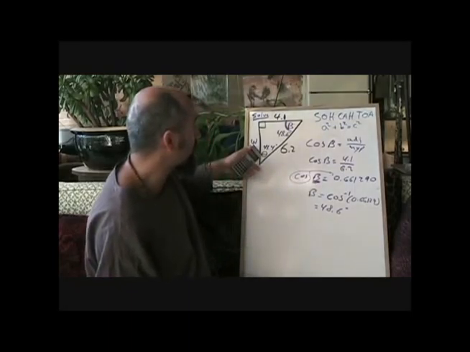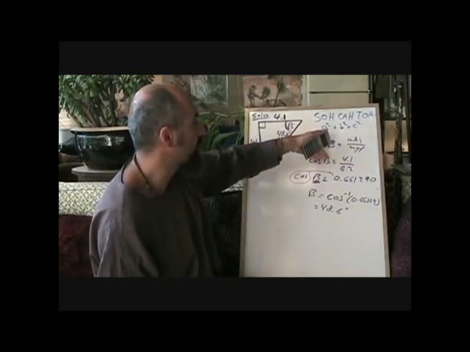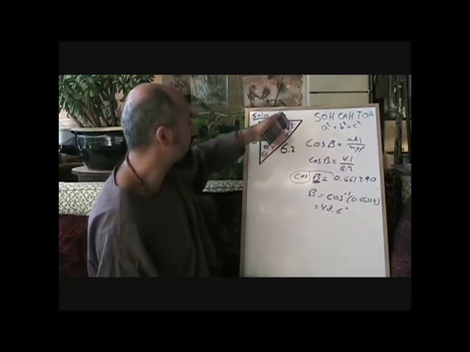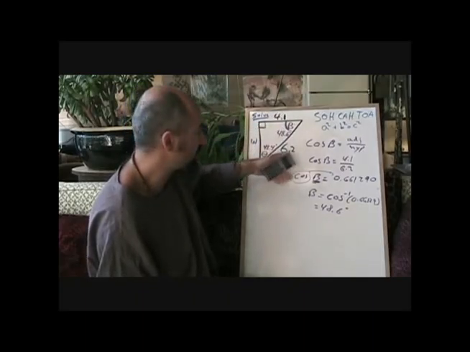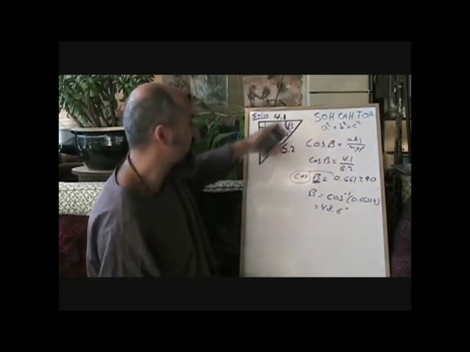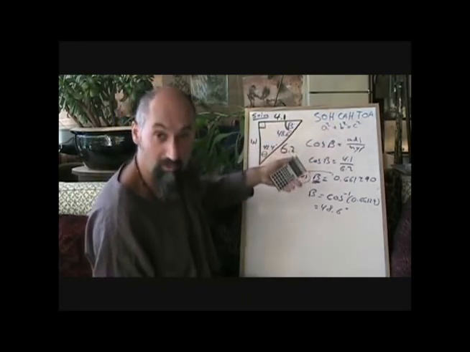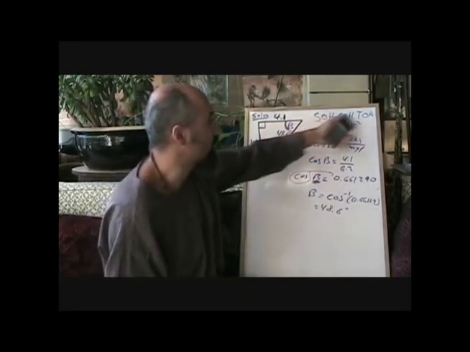How are you going to solve for W? You can use the Pythagorean theorem, which would be a squared plus b squared equals c squared. Now c is always the hypotenuse, and this could be a or this could be b. It doesn't make a difference. You can switch them up. Or you could use SOHCAHTOA.